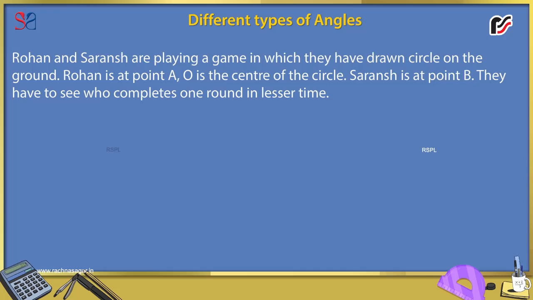Rohan and Saransh are playing a game in which they have drawn a circle on the ground. Rohan is at point A. O is the center of the circle. Saransh is at point B. They have to see who completes one round in lesser time.